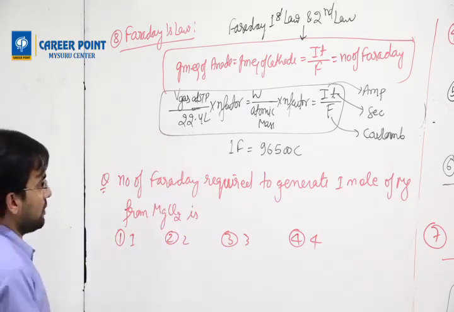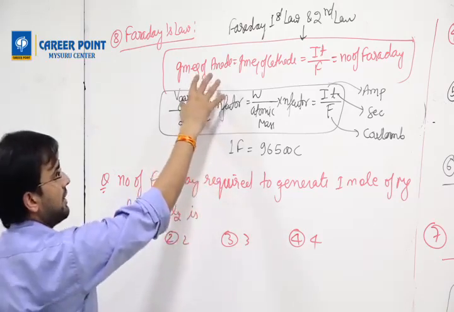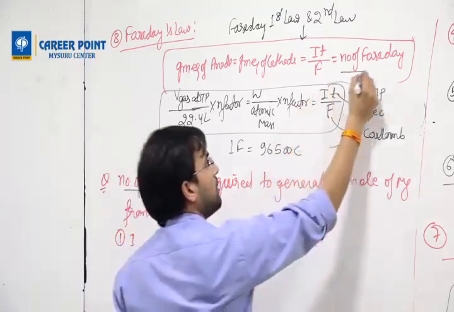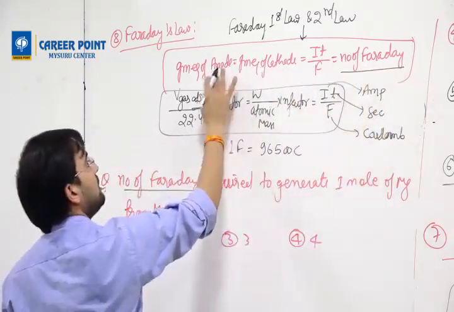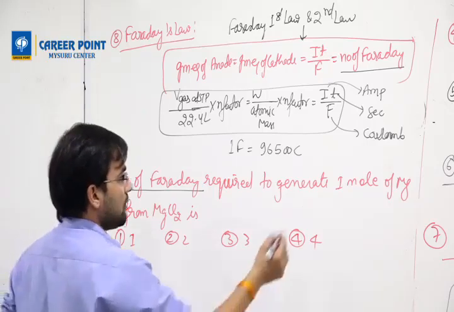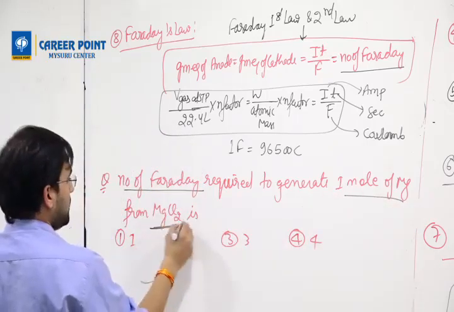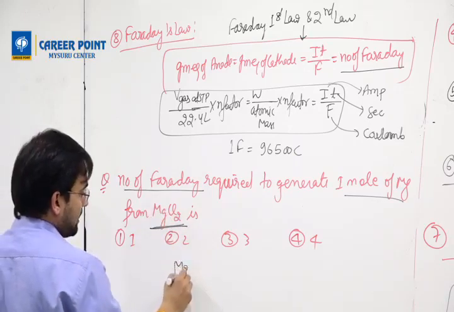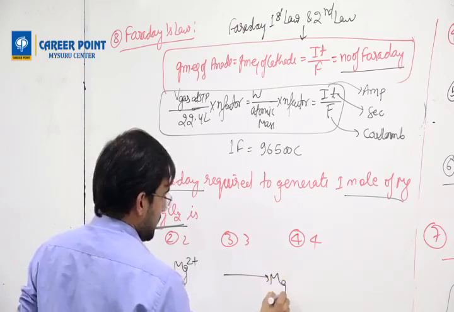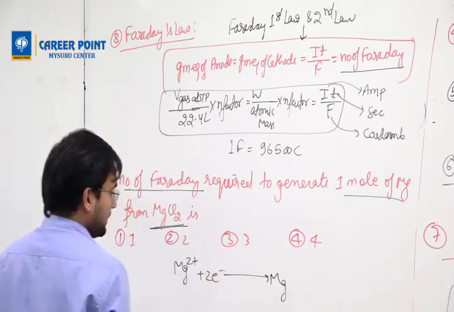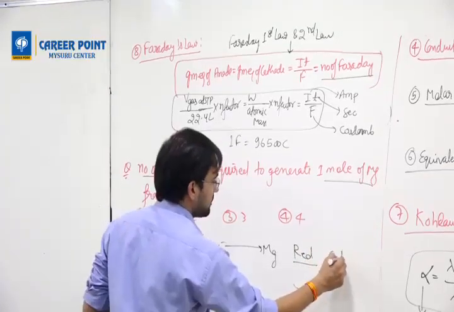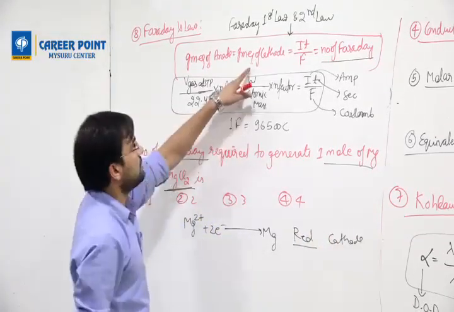So we'll try to use this line. What they are asking is number of Faraday. So number of Faraday equals this one only, gram equivalent of anode or cathode. You need to understand cathode or anode. So 1 mole of magnesium from MgCl2. In MgCl2, magnesium is in 2 plus. To convert to Mg, it should absorb 2 electrons. Then this is a reduction, and if it is a reduction, it will happen at cathode. So I will use cathode.